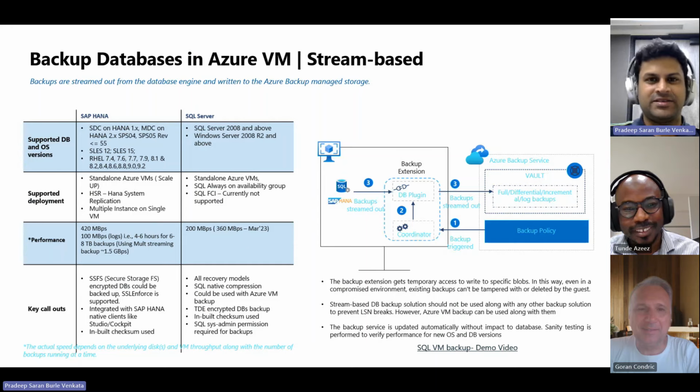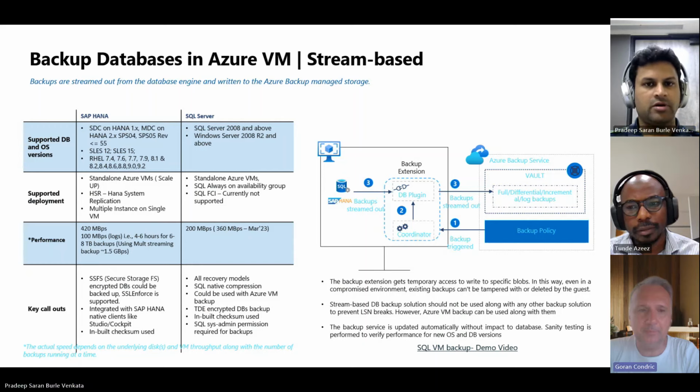Great. So we can also talk about some of the workloads. We saw some overview and then we saw the architecture. In terms of workload support, today we support HANA, we support SQL, and we recently introduced support for SAP ASE Sybase as well. So most of the commonly used workloads, we pretty much support on Azure Backup.